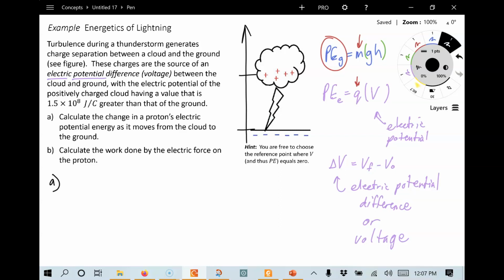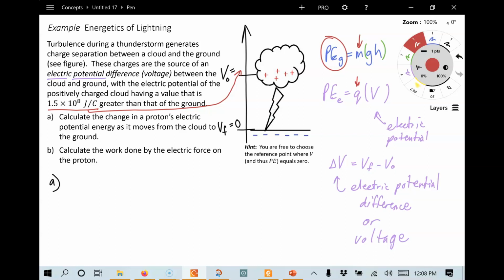And so up at the top we're going to have one value because again the proton is going to move from the cloud to the ground. So this is your initial here. And down here is your final value of the electric potential. And I again can choose my zero wherever I like. So it's greater at the cloud than it is at the ground. It's always higher where positive charges are. I'm going to call the ground 0 in this case. And so up here, the potential is going to be equal to this number. That much greater than the ground, which we set to 0.